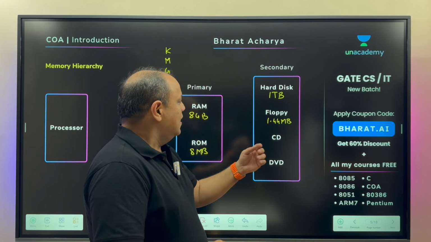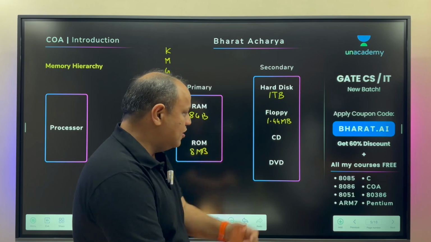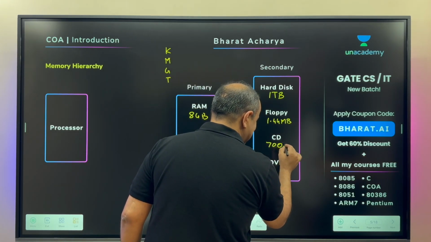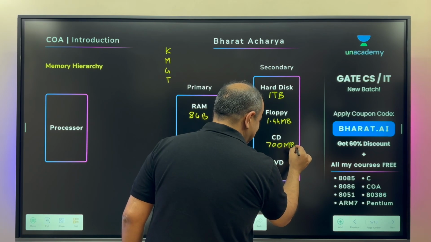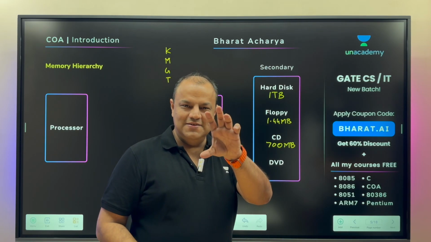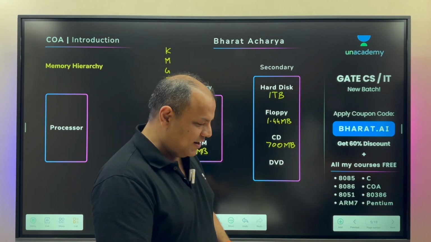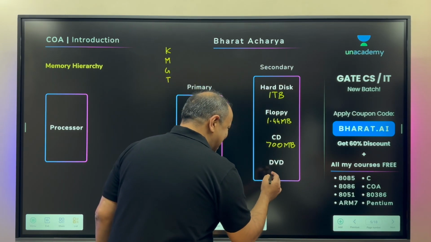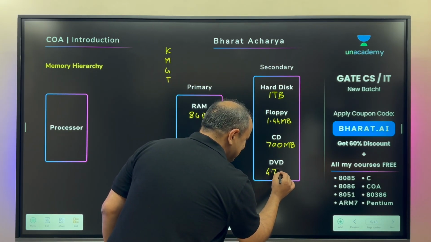The next, floppies got replaced by this mammoth storage device in terms of storage capacity. CD, 700 MB, ridiculous. 1 MB, this is 700 MB. Size is this much. You could still carry a CD in your pocket as well. And then CD got replaced by this gigantic storage capacity, the 4.7 GB DVD.